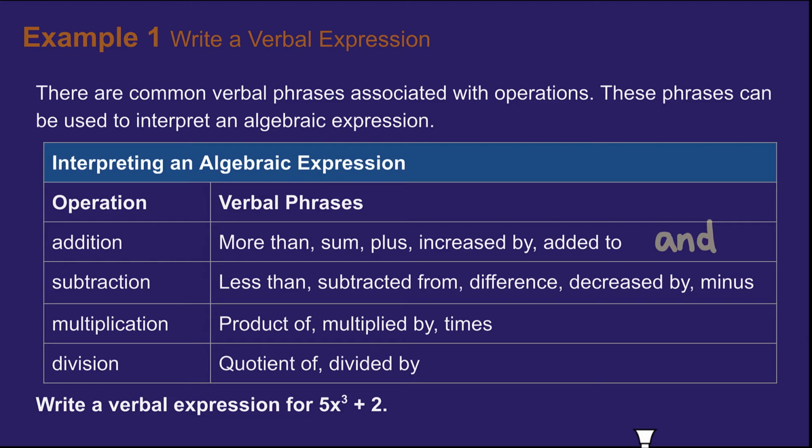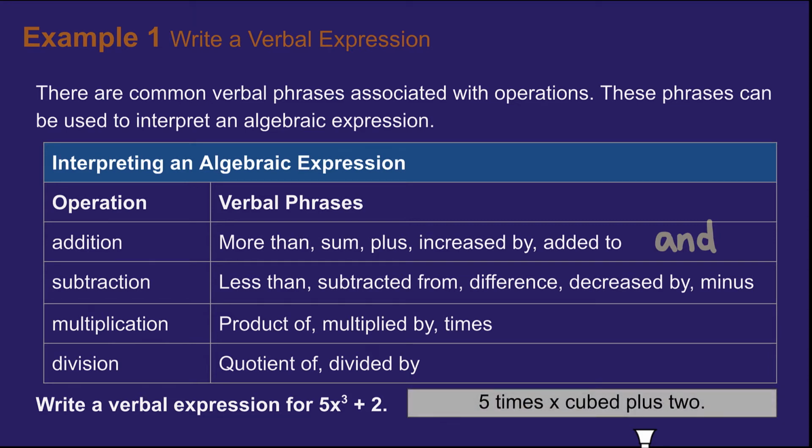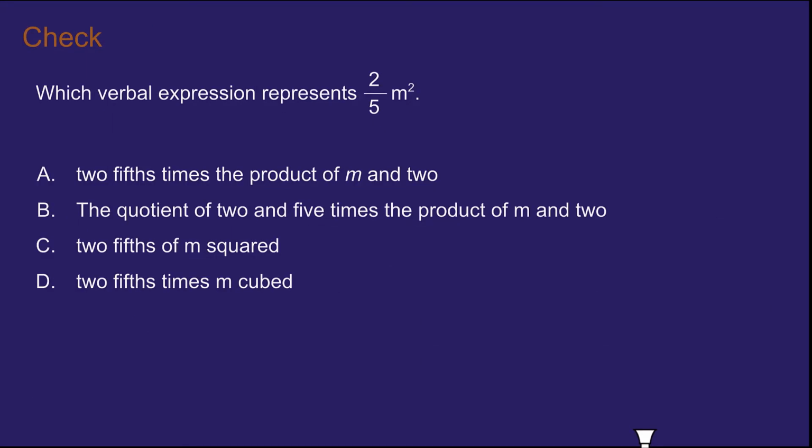So at the bottom here, underneath our table, we see write a verbal expression for 5x to the third power plus 2. So by me reading it out can help us to identify the verbal expression. So this is 5 times x to the third power, or x cubed, plus 2. So saying it out loud can help you put it into words. Check your understanding. Which verbal expression represents the one shown there? Pause the video now and choose from the following choices.